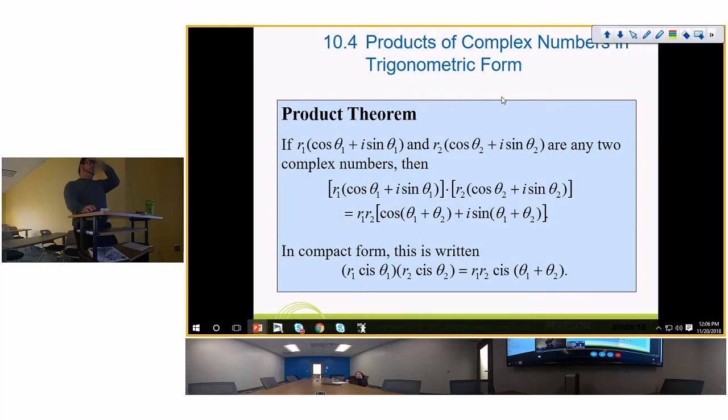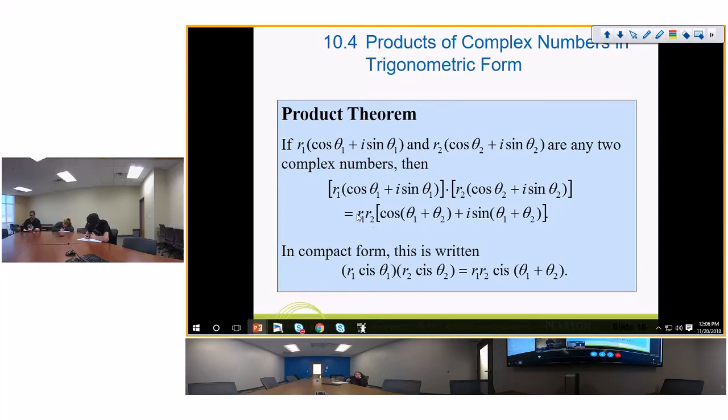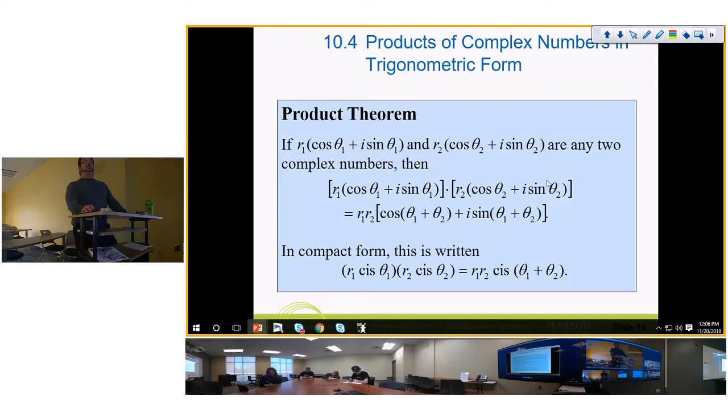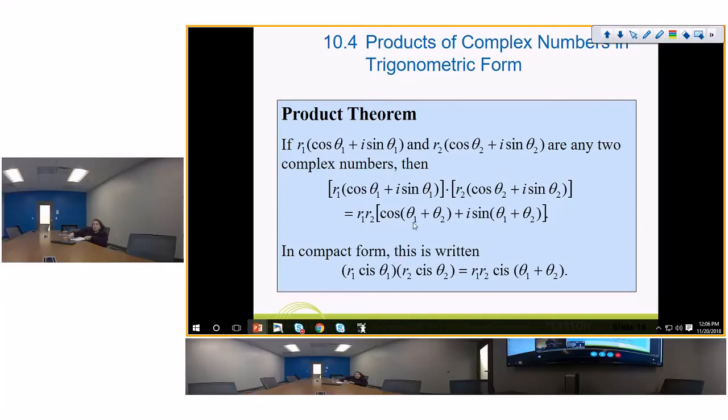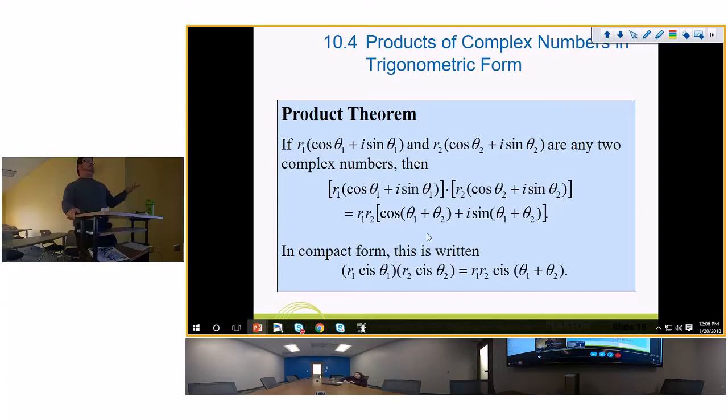Product theorem. Go ahead and write it down, but it's not a big deal. It's basically telling you how to shortcut the FOIL method. Then you have 2, and you're multiplying. Instead of using the FOIL method, basically, take the 2 coefficients and multiply them together. I think y'all see that's pretty simple. And then you do cosine of theta plus I sine of theta plus theta. That's just a shortcut on doing the FOIL method.